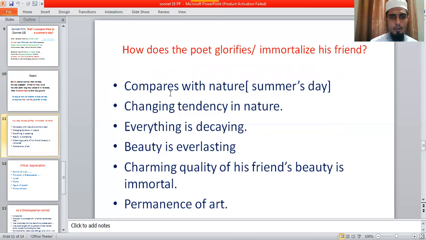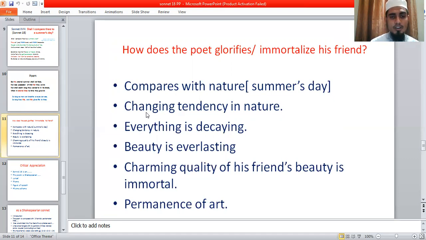You can start in this way, point by point, that he compares with nature. You can say that in the very beginning of the poem we find that William Shakespeare compares his friend's beauty with a summer's day, a natural object, and he shows in this poem that nature has a tendency of destruction. Everything in nature will be destroyed one day, but the charming quality of his friend never and ever is destroyed. The charming quality of his friend is more lovely and more temperate than the summer's day, so that is why his friend's beauty will not ever change. So in this way, William Shakespeare glorifies his friend's beauty.